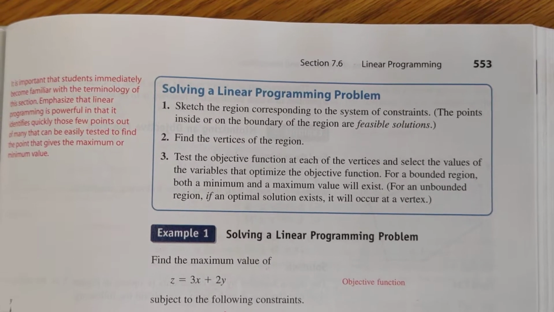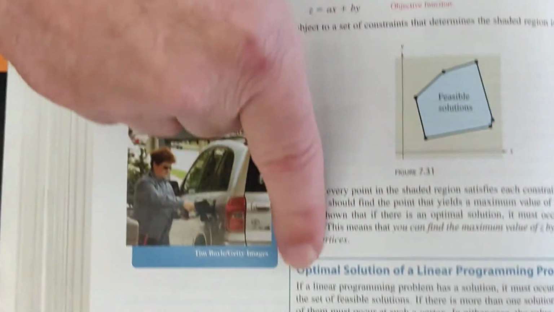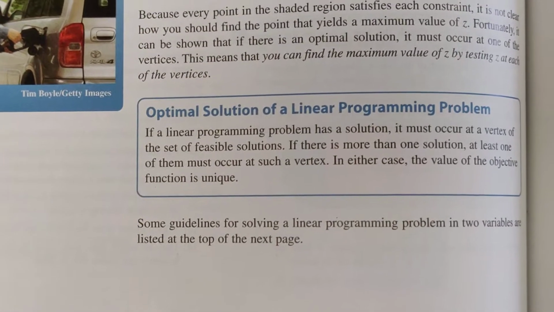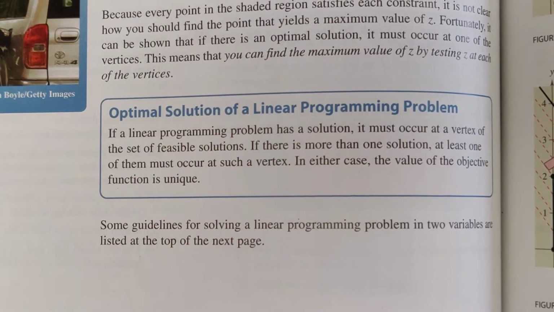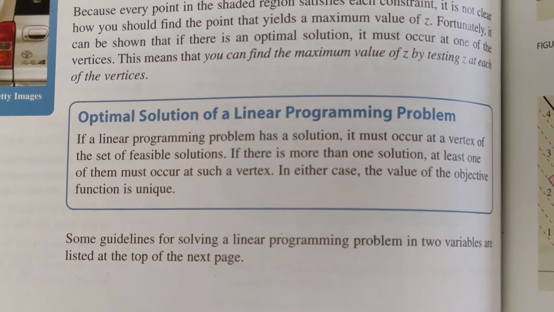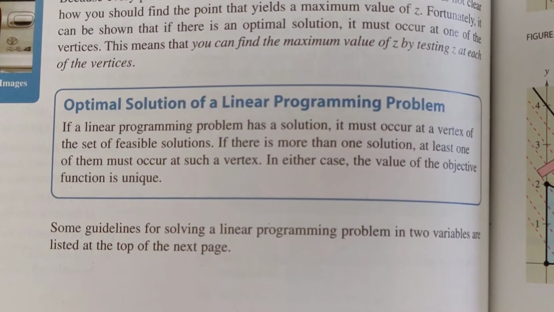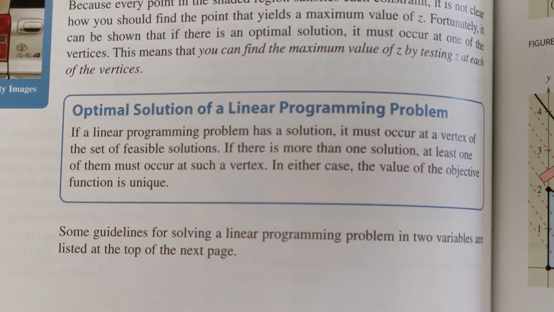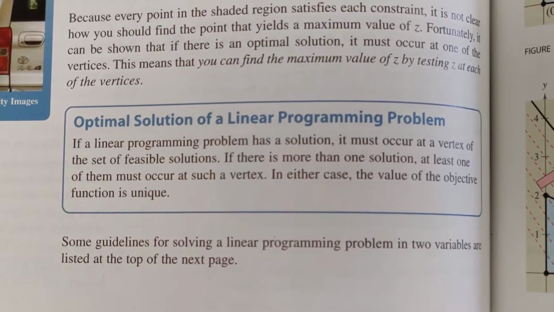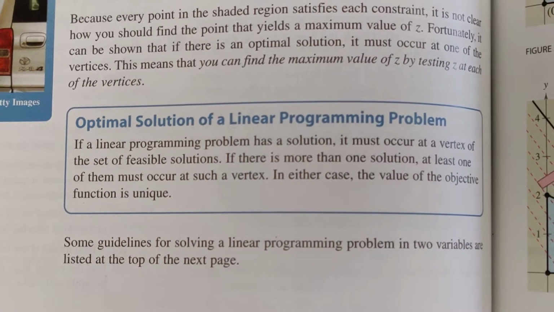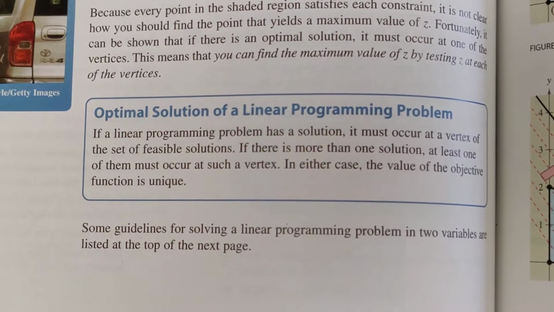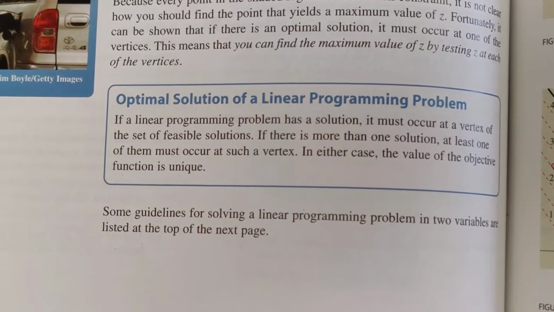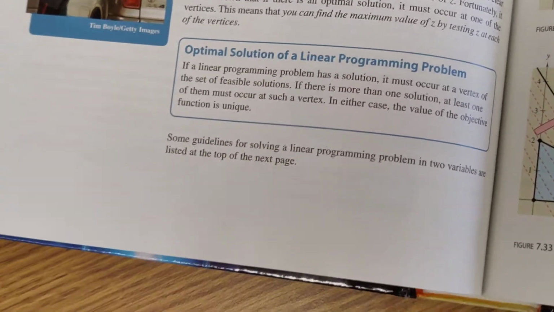Let's also look at the optimal solution. It is at the bottom of the page. If you read very carefully, you are told in a linear programming problem, although there are an infinite number of solutions, the maximum or the minimum occur at one of the vertices of the region. We're now going to look at the first example, at example 1.